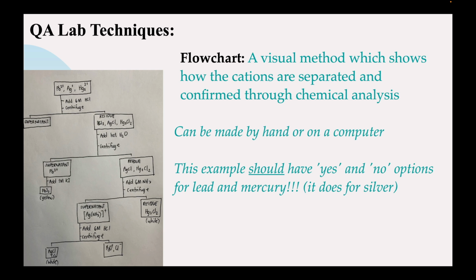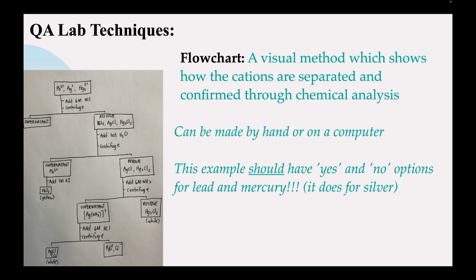Then if you heat it up, you'll separate the lead from the silver and the mercury. You'll then add some ammonia. If you look at the steps, you'll get the mercury away from the silver. And then finally, there'll be a confirmation to see that you actually have the silver, yes or no, the mercury, yes or no, and the lead, yes or no.